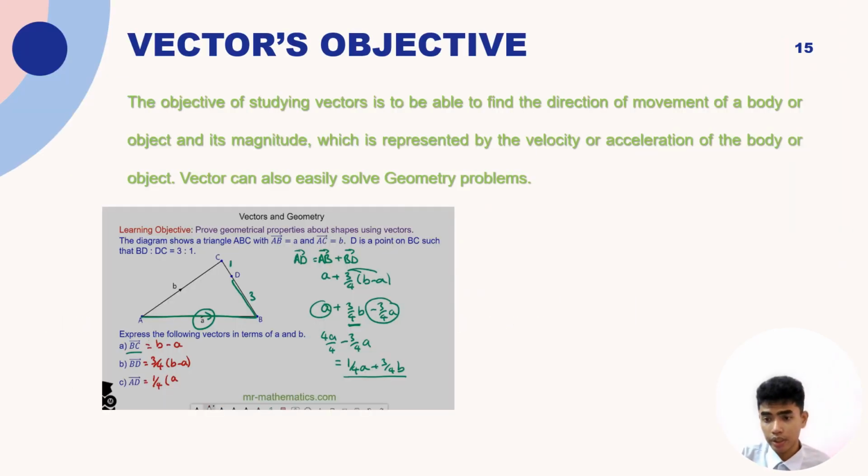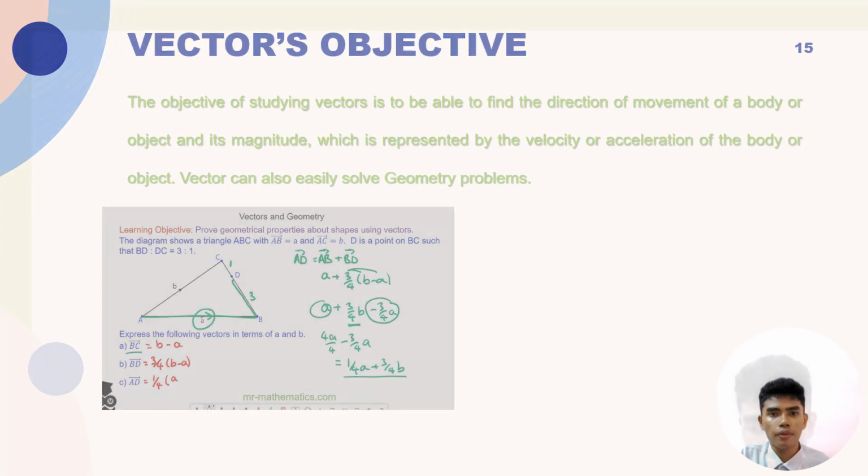Vectors' objectives. So we're going to hear about the real point of vectors. The objective of studying vectors is to be able to find the direction of movement of a body or object and its magnitude, which is represented by the velocity or acceleration of the body or object. Vectors can also easily solve geometry problems. Like the example of the problem that I said before about calculating the value of two lines in a triangle. The addition of two lines is equal to one line, which is the nearest way to reach the end point, like that.